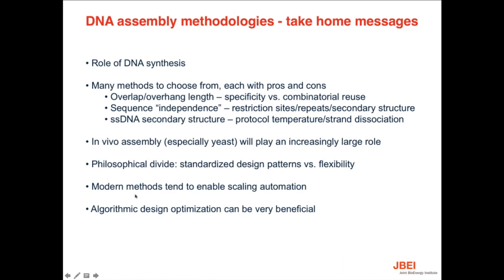All these modern methods, I would say, are fantastic in that they really do enable you to scale your automation processes. So it's easier to implement things on laboratory automation or even microfluidic devices. That's been a really great thing. And algorithmic design optimization can be very beneficial. That can really help you, especially if you want to be flexible. It can take all of the burden off you from designing all of the protocols. It can make sure that you don't have to worry about incompatible assembly pieces and all these types of things.